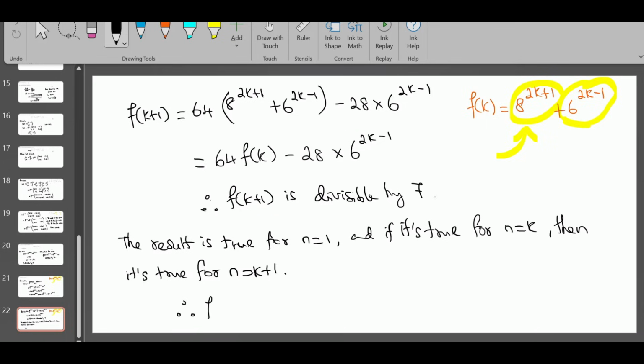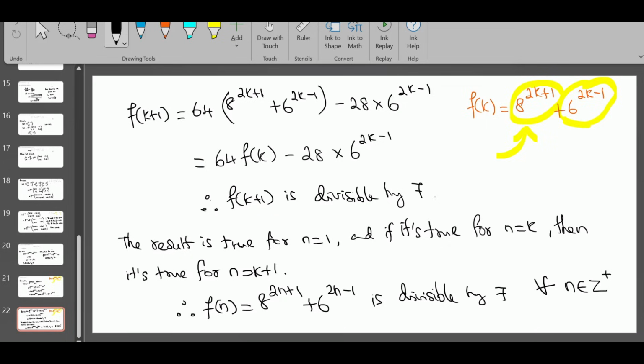Therefore, f of n is equal to 8 power 2n plus 1, plus 6 power 2n minus 1, is divisible by 7 for all n belongs to Z plus. This is a symbol for all, or you can just write the words for all. That's the conclusion. If you don't write the conclusion, you will lose a mark.